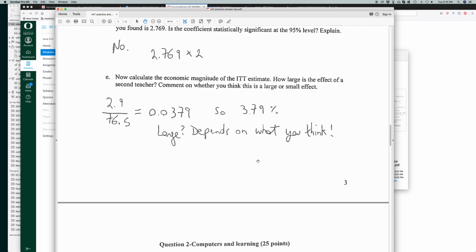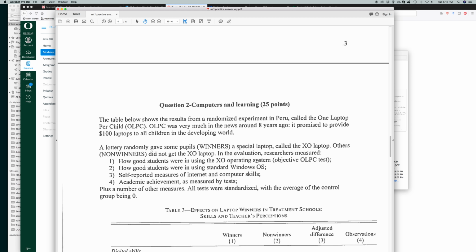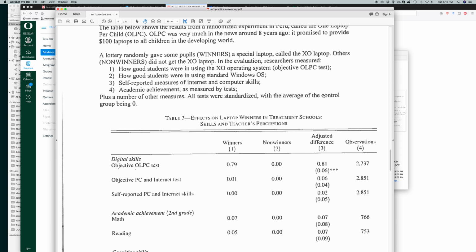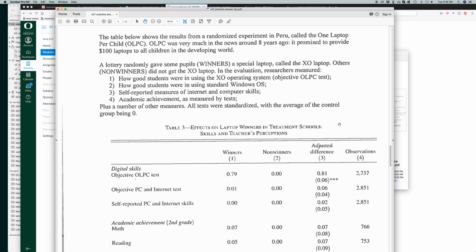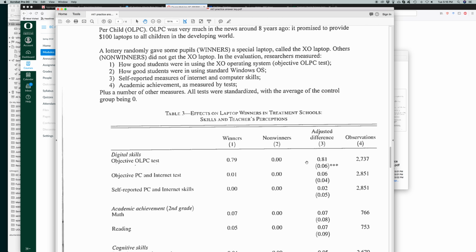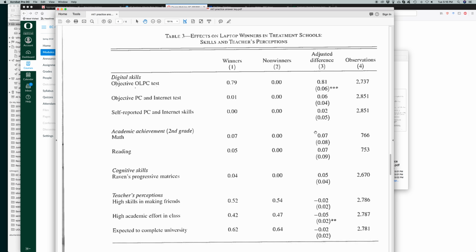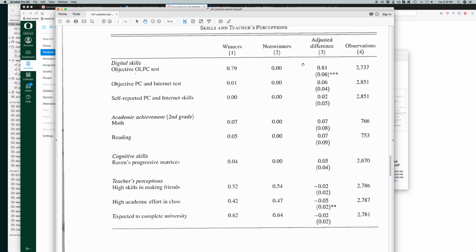Finally, on the last question, what we have here is a set of regressions where these are the outcomes, and these are the intent to treat results. This is a true policy that they did, where they gave these computers that people were very excited about less than 10 years ago, these XO laptops, $100 laptops. They're very cheap to produce, and they also were pretty crummy as computers. So this is the impact evaluation from giving children in Peru a bunch of computers, and you can see that it did have an impact.